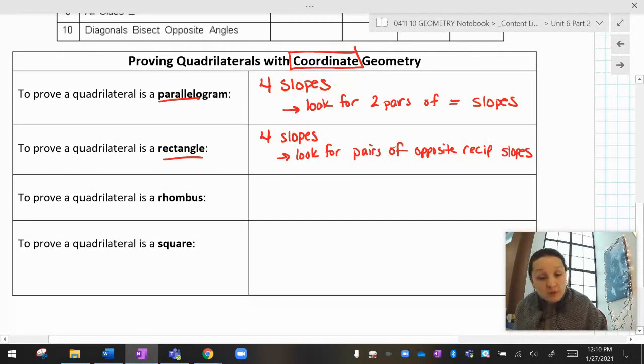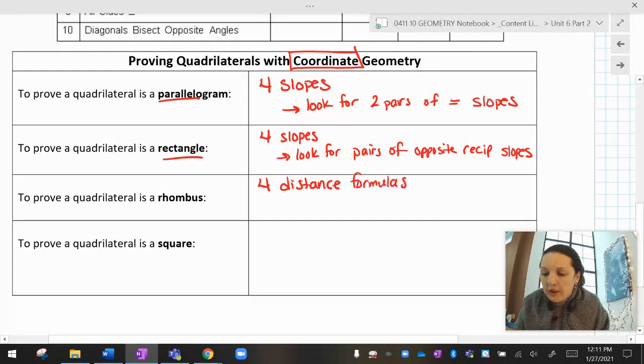What if you want to prove it's a rhombus? Well, a rhombus is a slanty square, and the basic definition of a rhombus is any quadrilateral with 4 congruent sides. Well, congruence means that the sides are the same length. Length comes from the distance formula. So you're going to do 4 distance formulas, or Pythagorean theorem, whatever you want to call it, but basically find 4 lengths, okay? And look for 4 congruent sides.